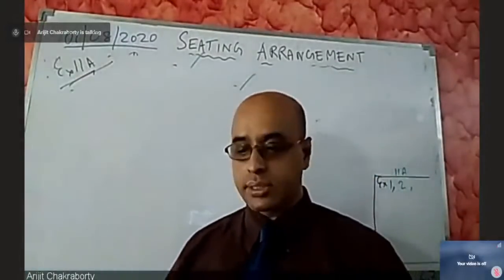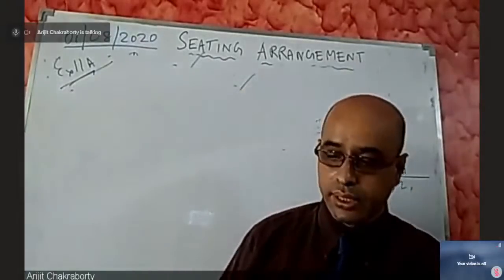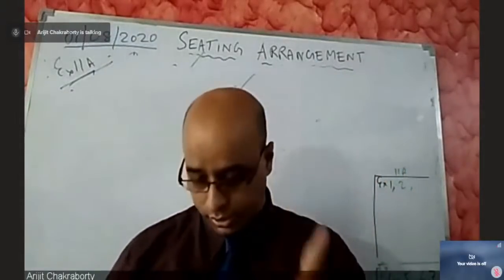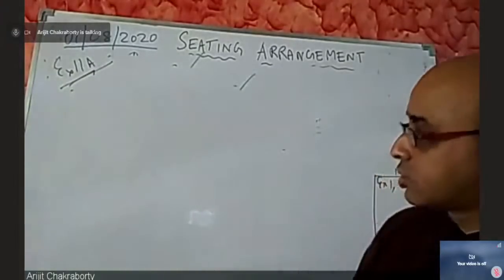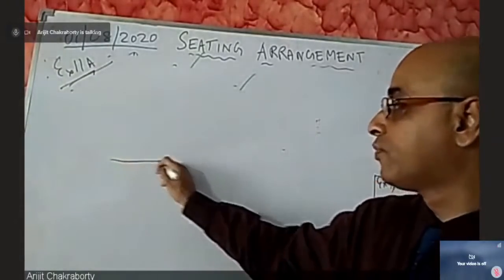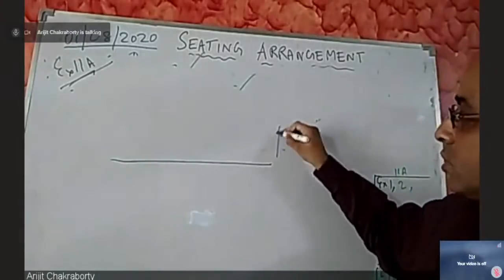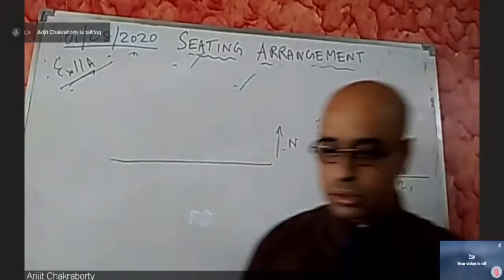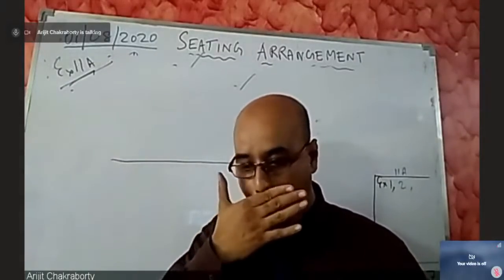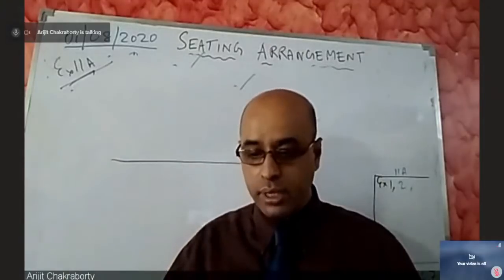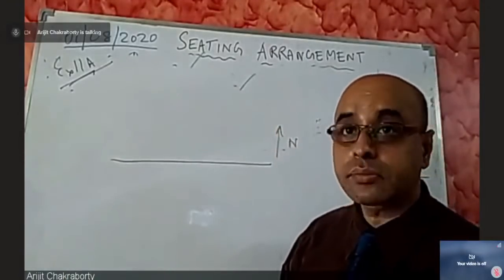5 friends P, Q, R, S, T are sitting in a row facing north. Okay. So 5 friends are seated in a row facing north. So this is north. They are facing north. S is between T and Q. And Q is to the immediate left of R.